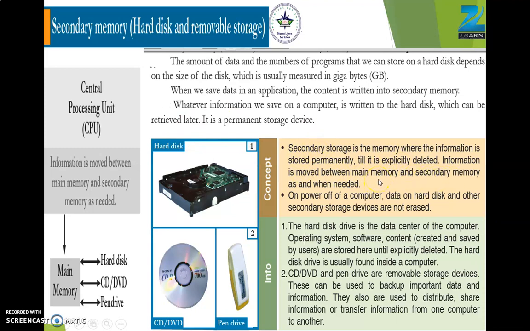Okay, everything is stored on the hard disk, but whenever we open any application or any file, that data and file are temporarily transferred to main memory. And after completion of our work, when we close the application and save our data, it is transferred again to the hard disk. So in that way, switching of information is done. On power off of a computer, data on the hard disk and other secondary storage devices are not erased.